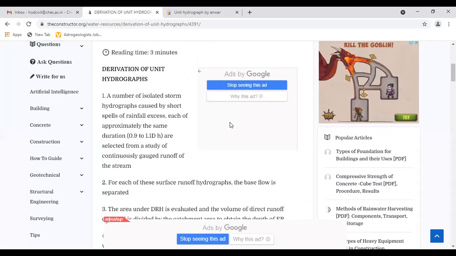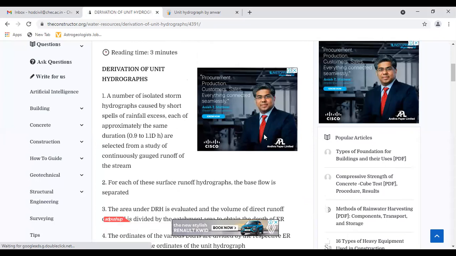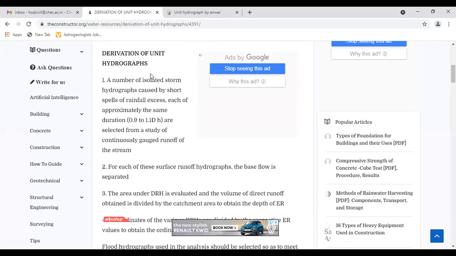Guys, here, through our textbooks I didn't get the exact derivation of the unit hydrograph. That's why I'm using some internet material. So I will explain clearly here the derivation of unit hydrograph.